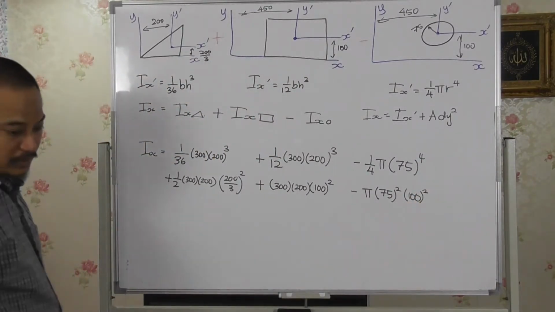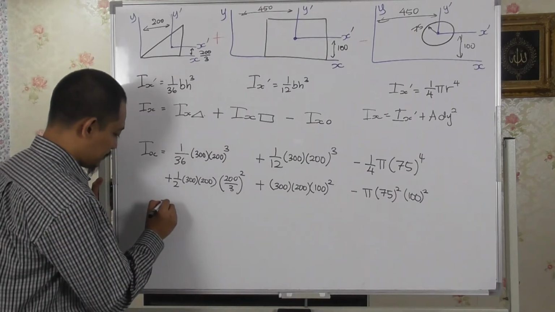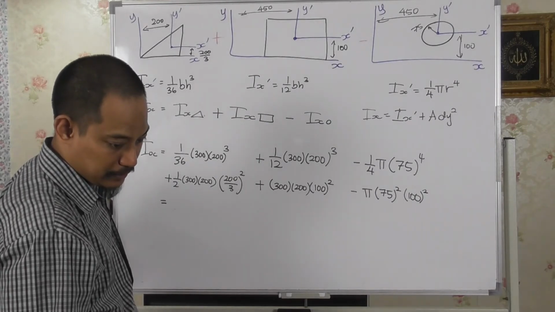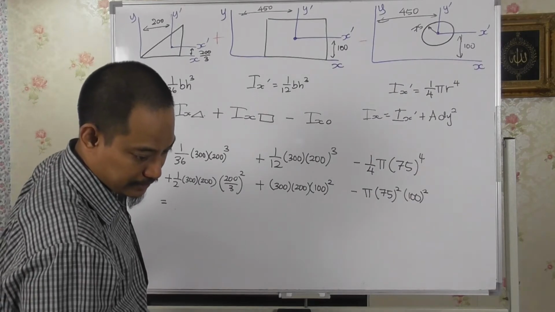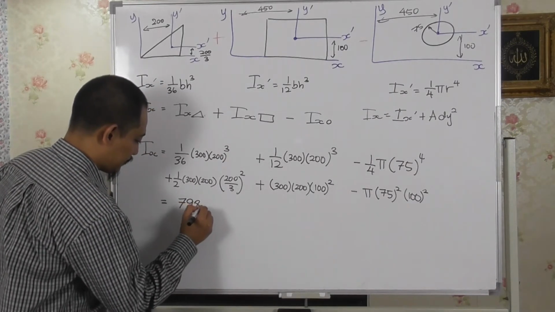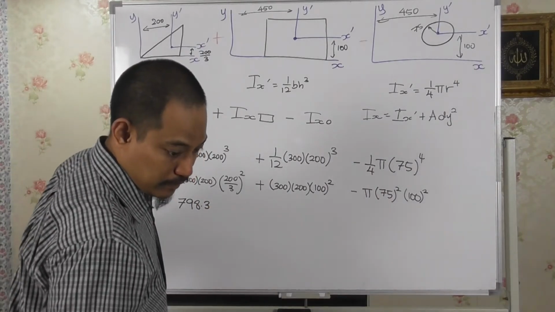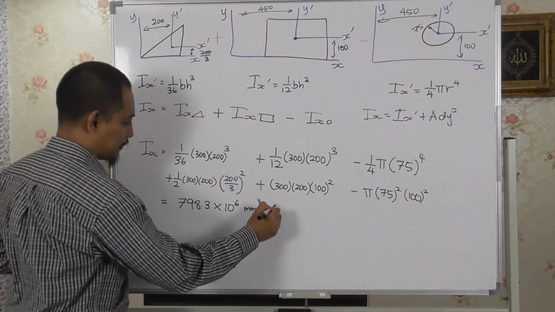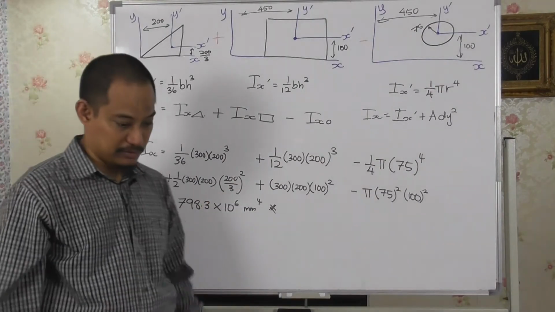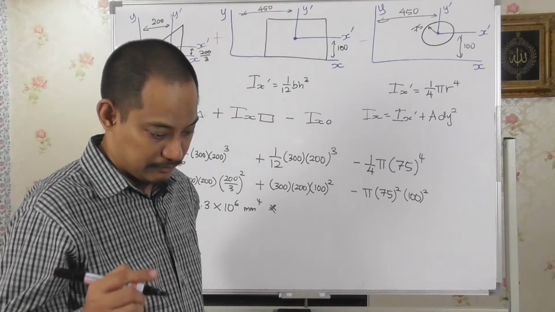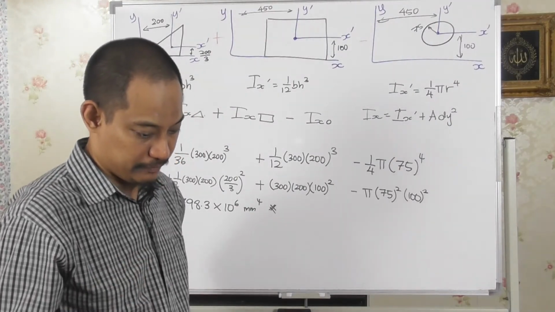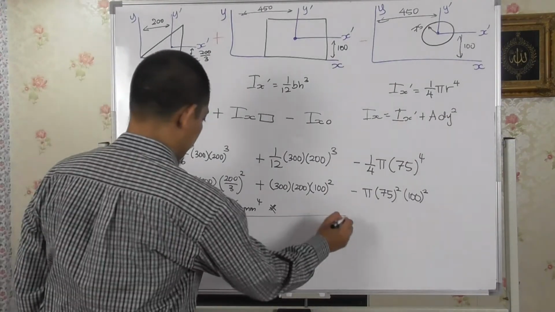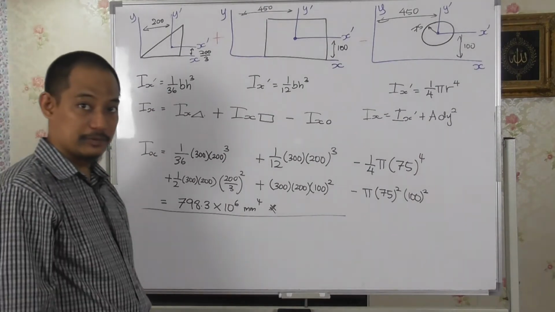If you calculate this one, I'm writing straight away the number where it is simplified: 798.3 times 10 to the power of 6 millimeter to the power of 4. That's the answer. If you calculate using your computer, you will get 798,343,924.5 millimeter to the power of 4. So if you simplify, it becomes like this. That is for Ix.